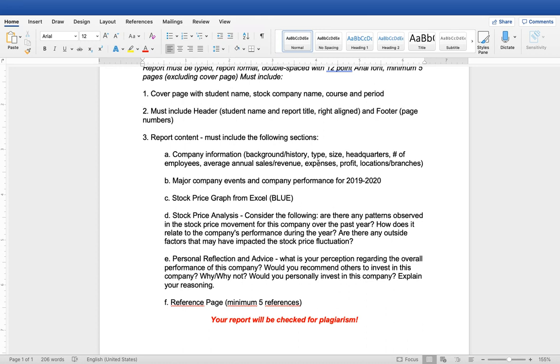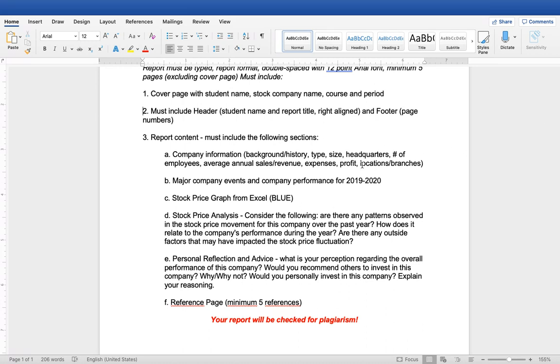How about expenses? How about profit? What's their profit margin been? How much have they made in profit over the past year? So look up the information again, as much as you can find, as available as it is.